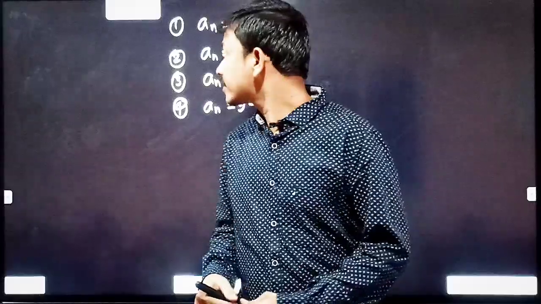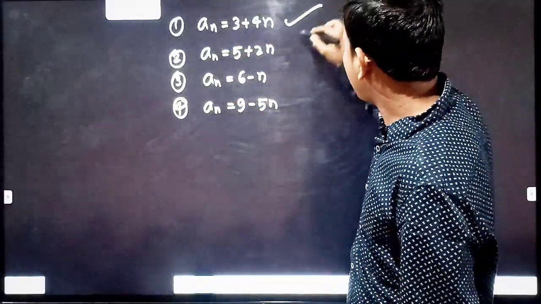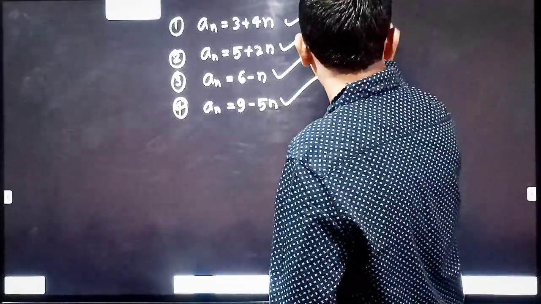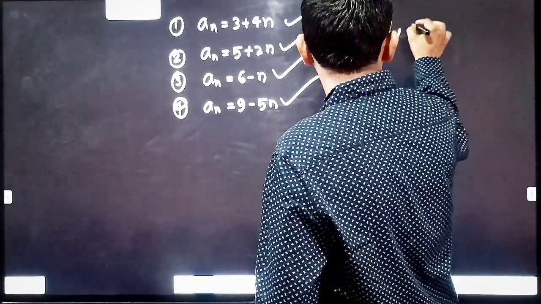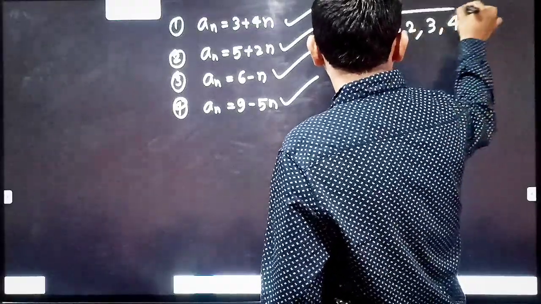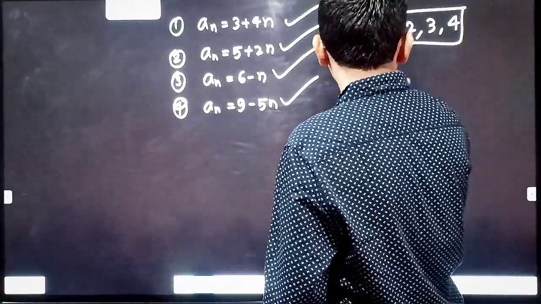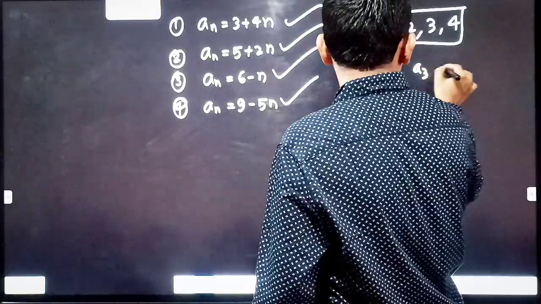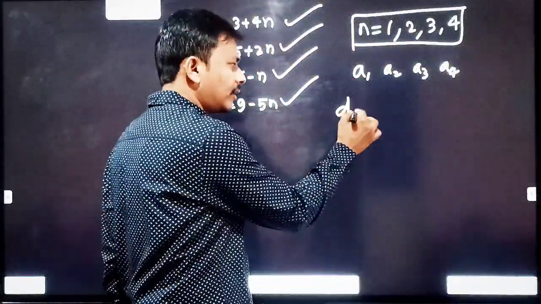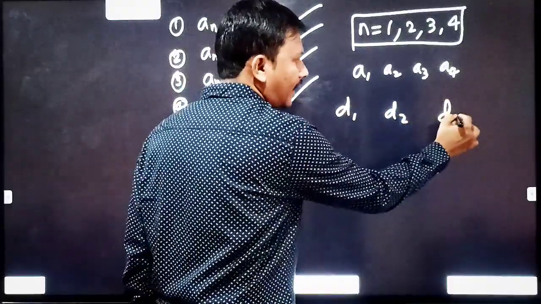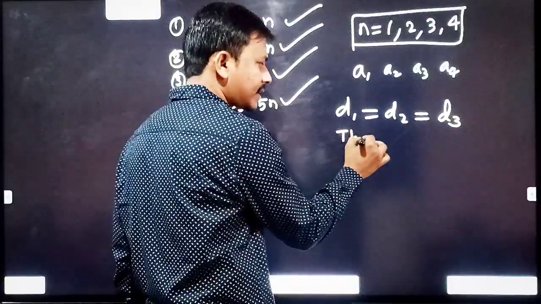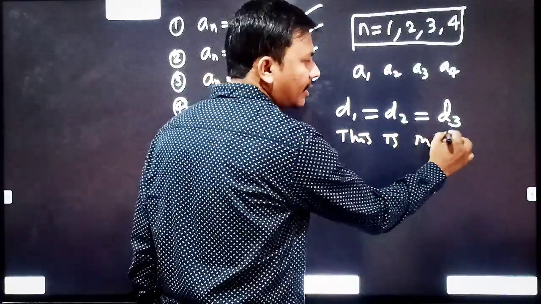The next question is, check whether these are in AP or not. What we need to do? You need to put n is equal to 1, n is equal to 2, n is equal to 3, n is equal to 4. After getting a1, a2, a3, a4 values, what you need to find out? d1, d2, d3. If they are equal, then this is in AP.